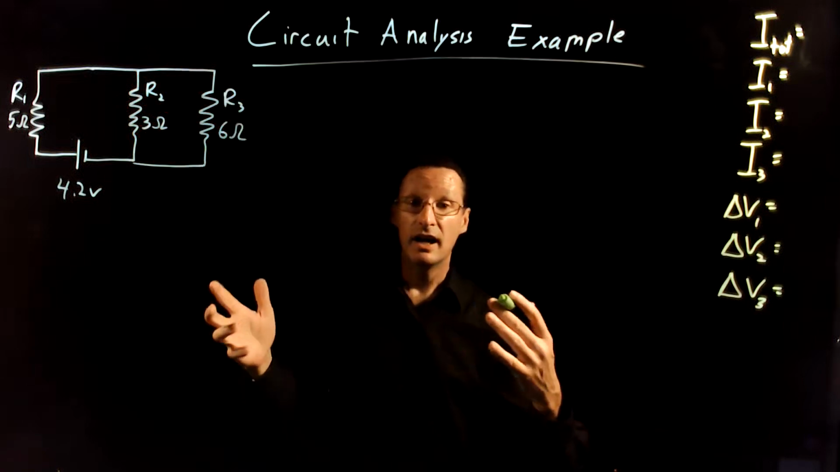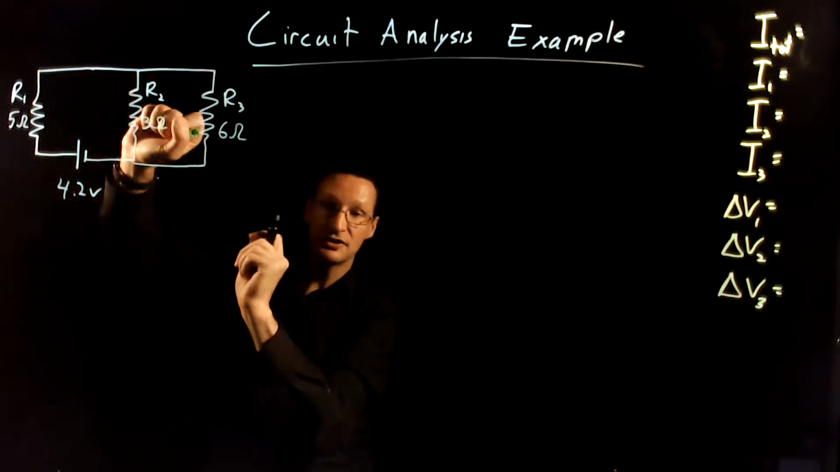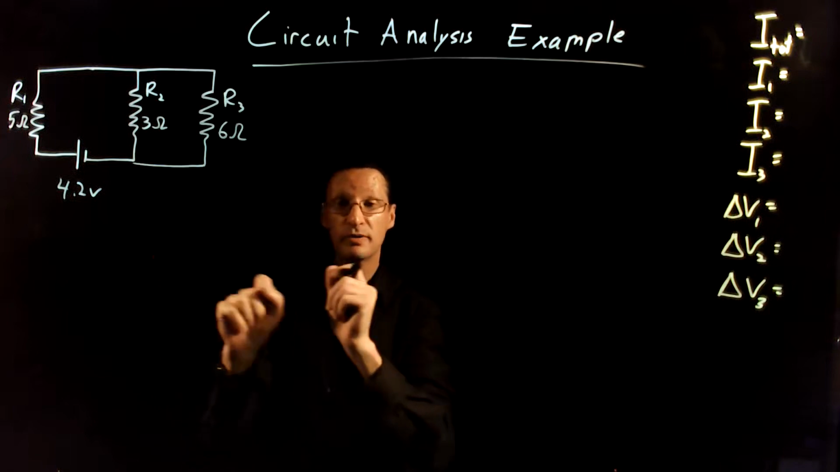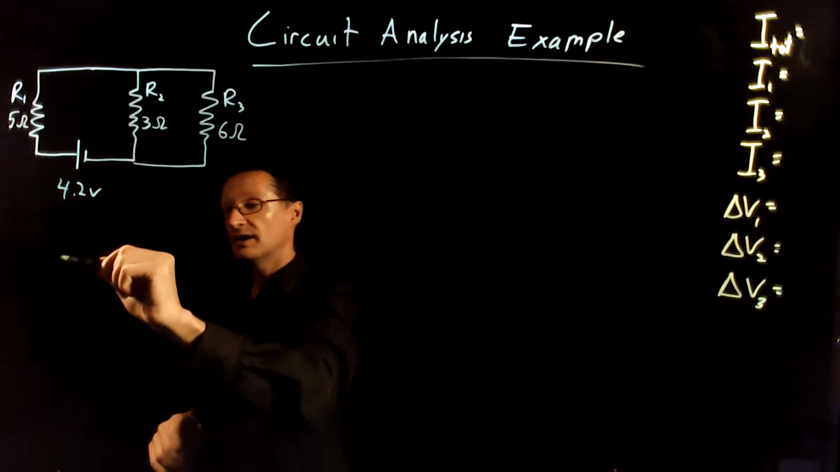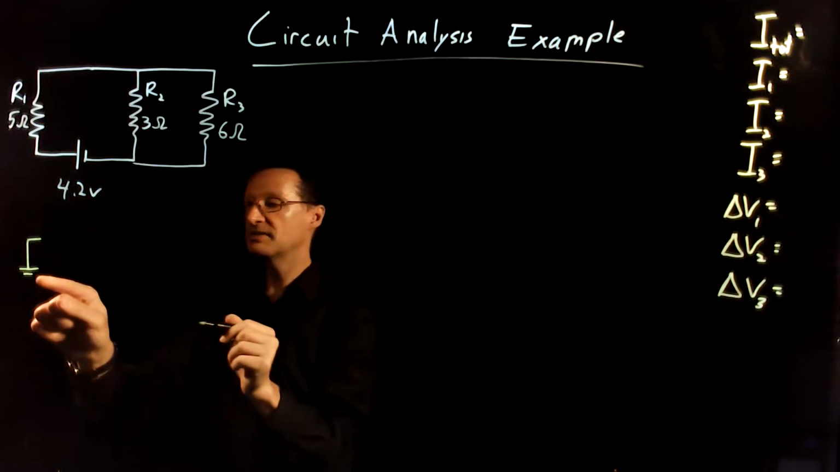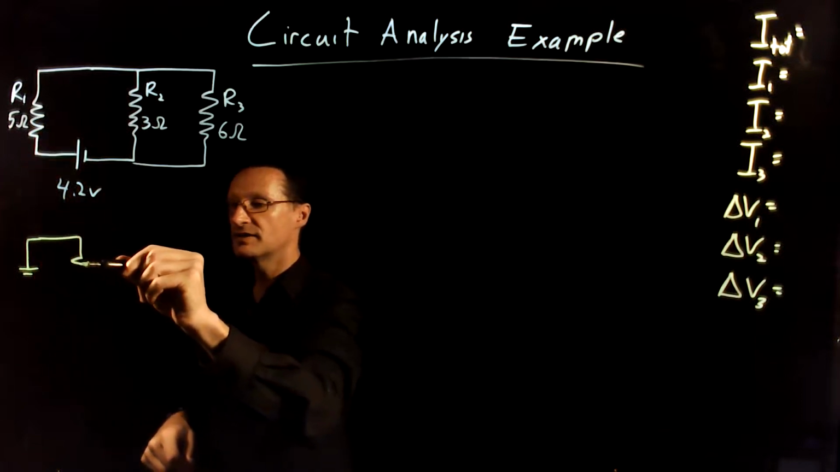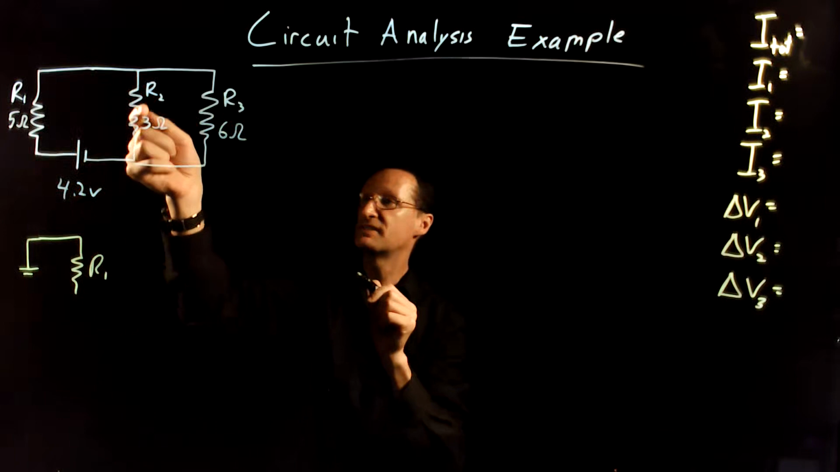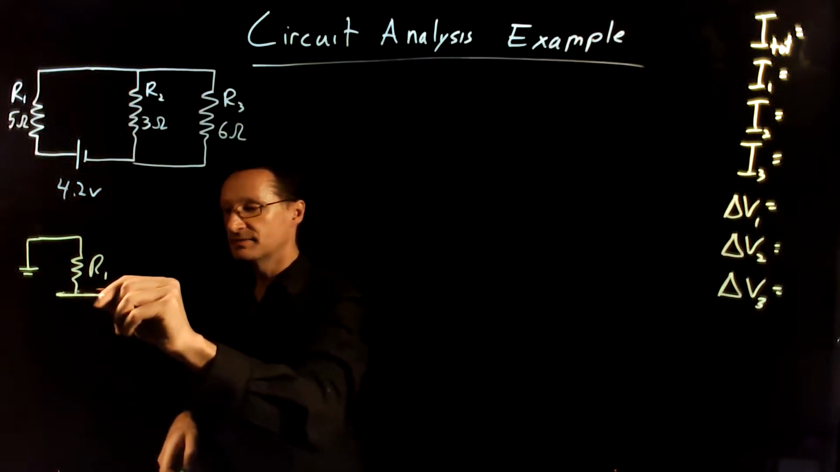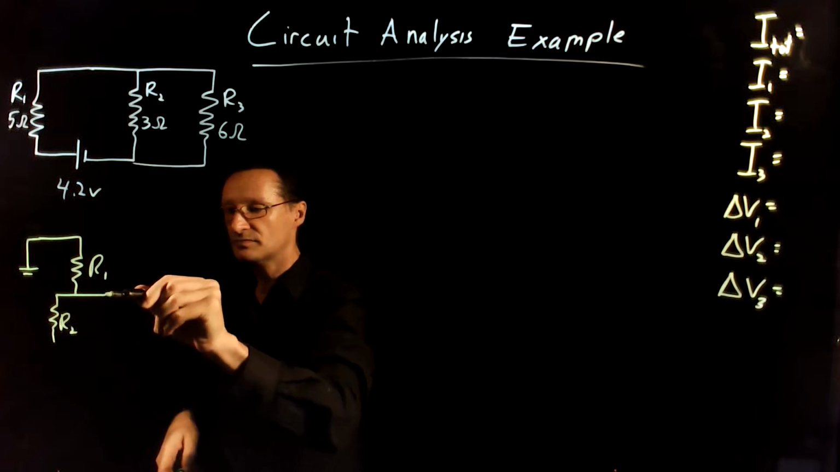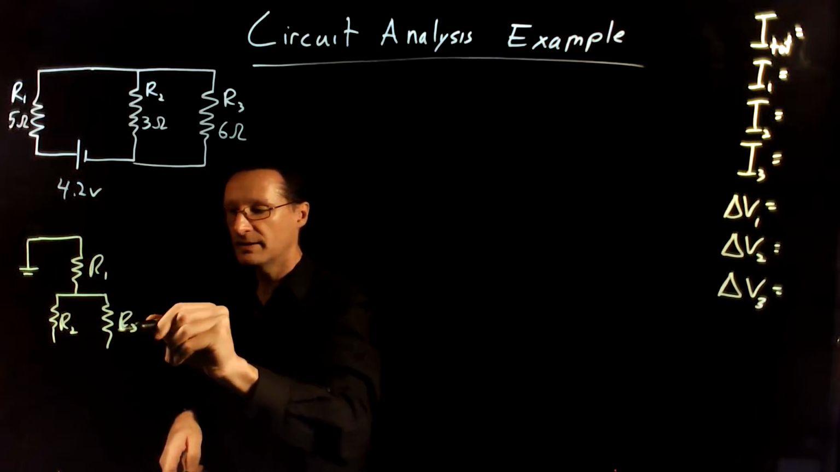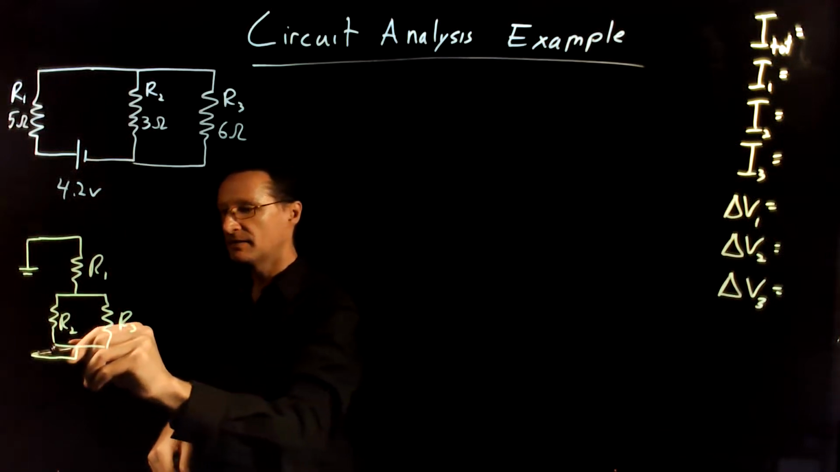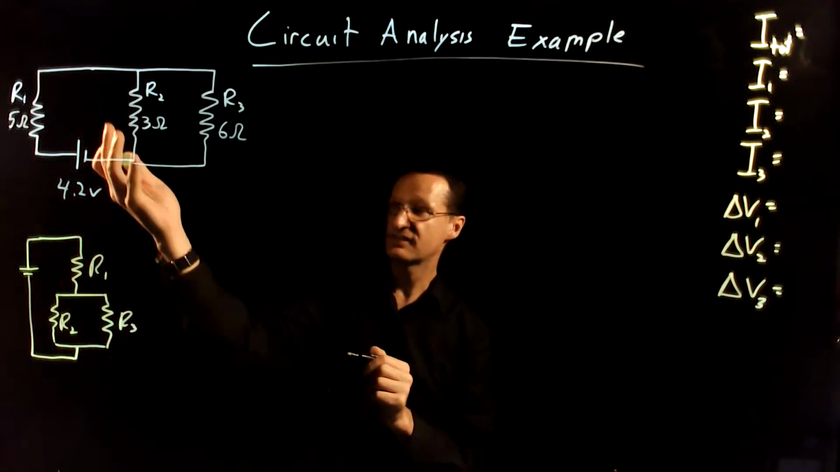Another way to see this is to just drag these things around and morph this circuit how you like, as long as you don't make or break any new connections. You could redraw this like this. It comes out of the battery, it goes through R1. So here's R1. And then as it comes here, it splits into either R2 or R3. And then it joins back up here, and then it goes back into the battery. Okay, so this is equivalent. These are the same circuit.